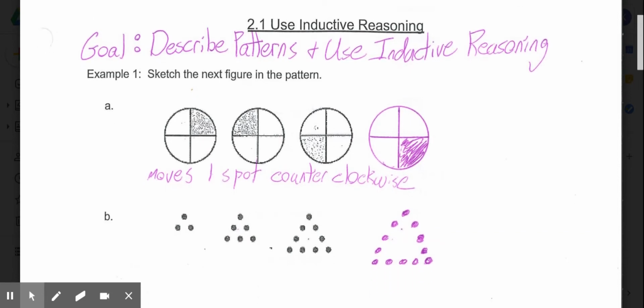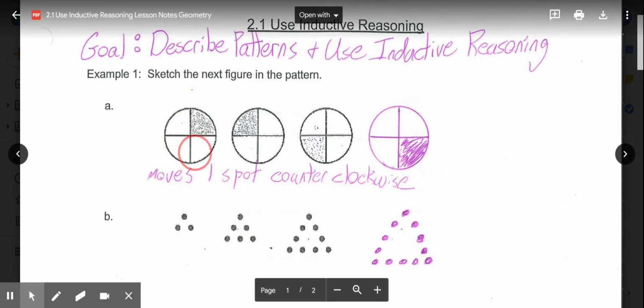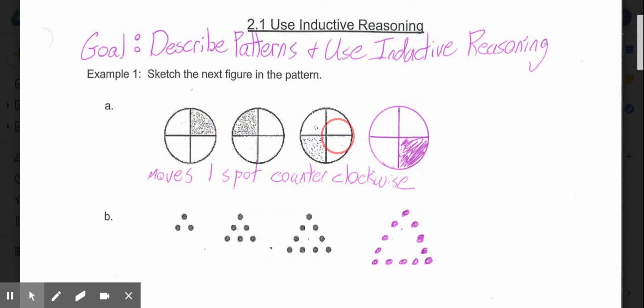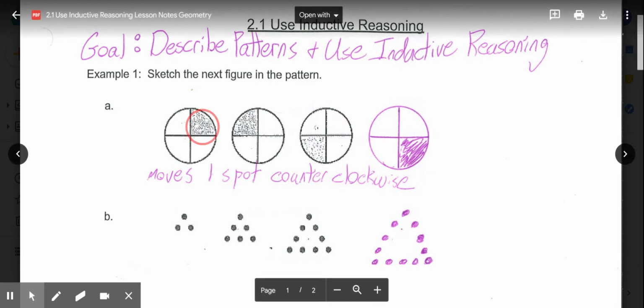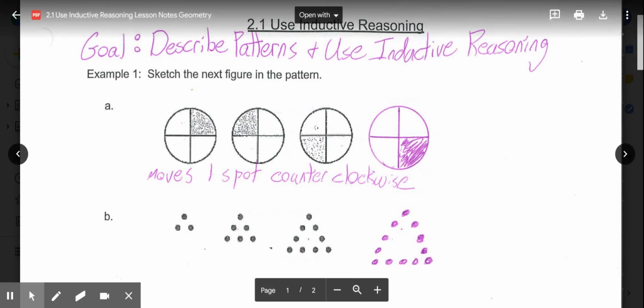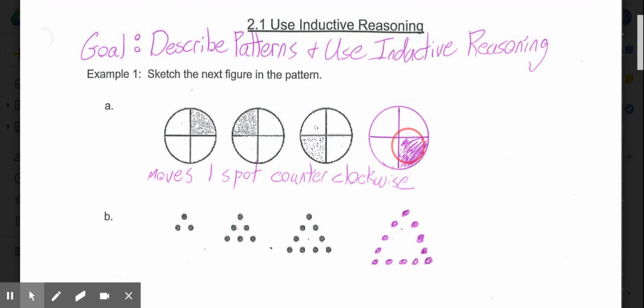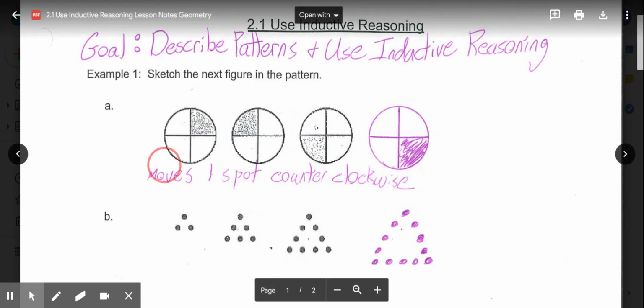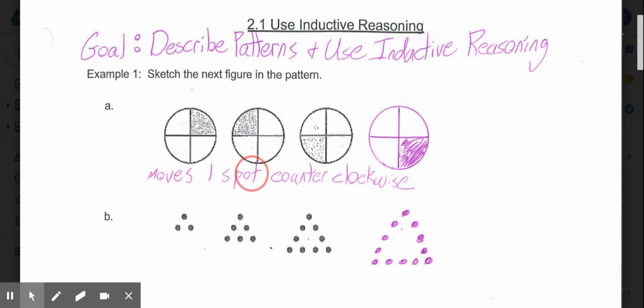So in example 1, they give us the first 3 figures in a pattern, and they ask us to sketch the next figure in a pattern. So what I notice is the shaded region is moving clockwise each time. So for our fourth drawing, the bottom right section would be shaded, and the pattern is that the shaded thing is moving one spot counterclockwise.